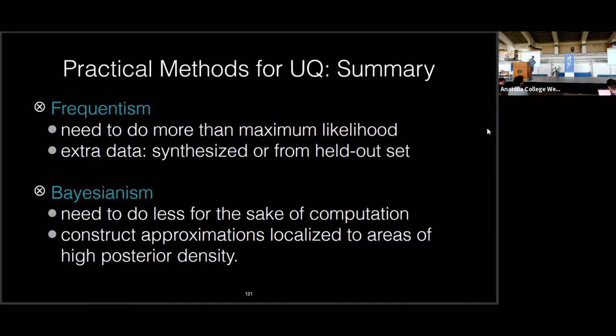And so just some summary here. For frequentism, we often need to do something more than maximum likelihood, and this often looks like having extra data, whether it's synthesized from the original training set or it's using some held out data to compute some extra quantities. Even something as simple as validating your hyperparameters on a validation set, you can see as in this frequentist uncertainty quantification paradigm. And for Bayesianism, we often need to do a bit less than the procedure describes, right? We can't do the full Bayes solution, so we need to do something a bit more lightweight computationally. And this often takes the form of constructing approximations that are localized to areas of high posterior density.